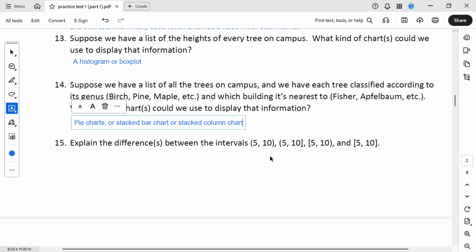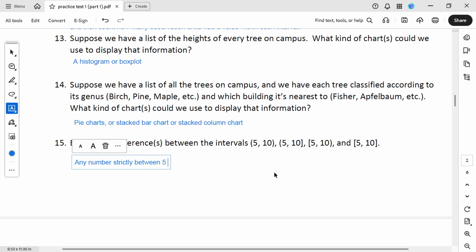Explain the differences between the intervals. Okay, so they're all from 5 to 10, and then we have either parentheses, round ones, or square brackets on either side. So the number that is next to a square bracket is included in the interval, and the number that is next to the round bracket is not included. And then anything between those two numbers is included. Okay, so any number strictly between 5 and 10 is in all of the intervals. So like 5.1, 5.01, 5.001.